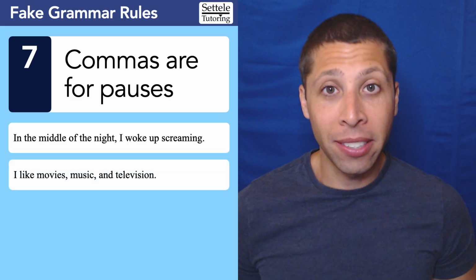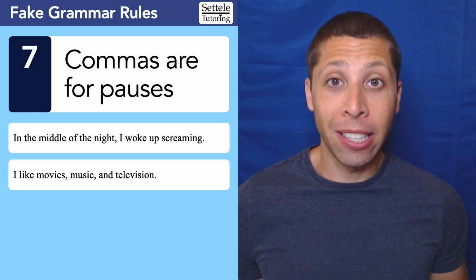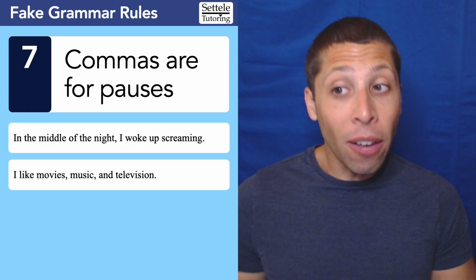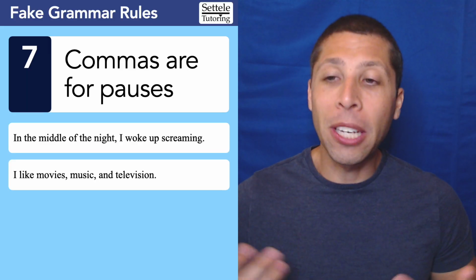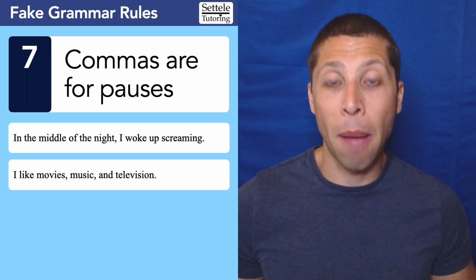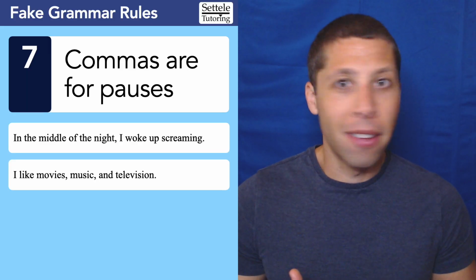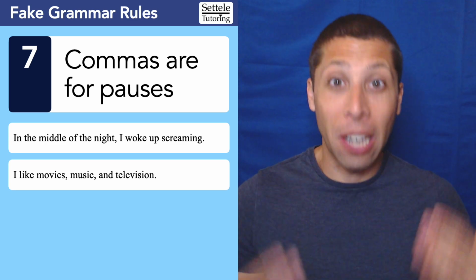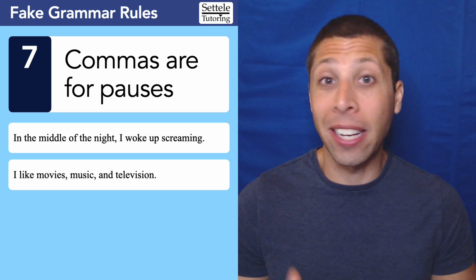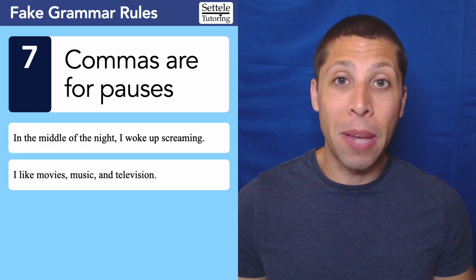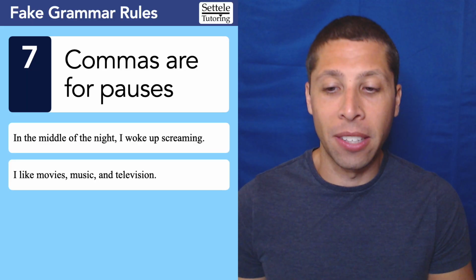rule. What about this sentence? I like movies, music, and television. In that case, I definitely don't think I'm pausing where those commas are, but we all know that they need to go there because this is a list, and so we use commas to separate items in a list. But that's not because they're pauses, that's because that's how we use commas in lists. So again, thinking about it as a pause, you're not really going to be able to tell whether or not you need commas in this situation.